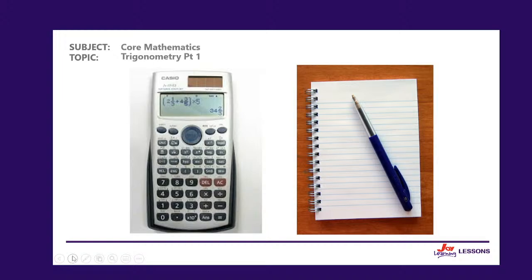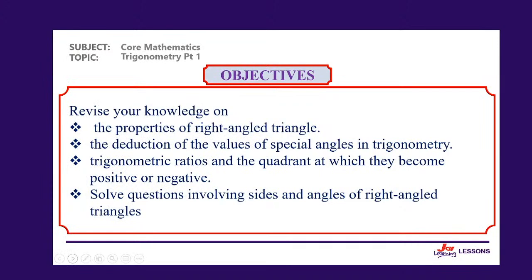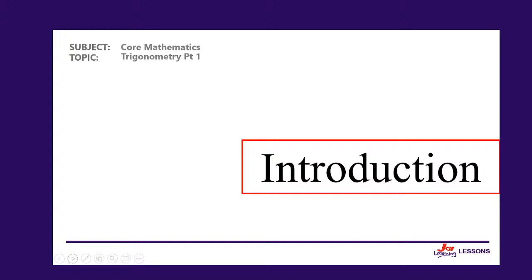And remember, this is a revision show. Because it's a revision show, it's something that we've done before, and we are trying to revise our knowledge on it. By the end of today's session, you should be able to revise your knowledge on the properties of right angle triangles, the deduction of the values of special angles in trigonometry, and trigonometric ratios and the quadrant at which they become positive or negative. Then we'll solve general questions involving sides and angles of right angle triangles. So these are some of the things we are going to look at by the end of today's lesson.